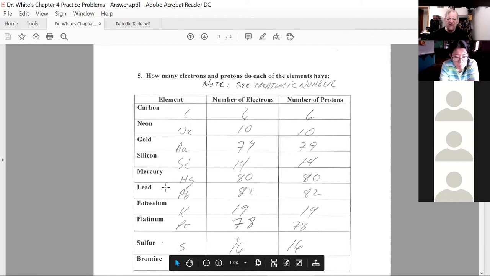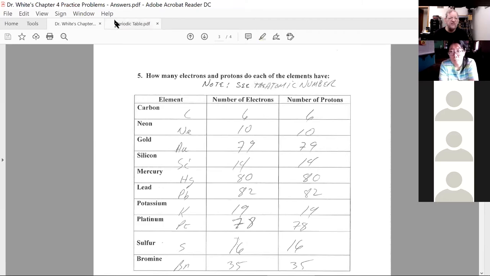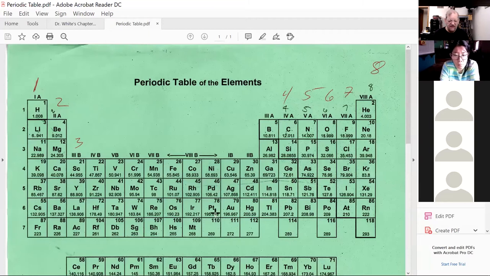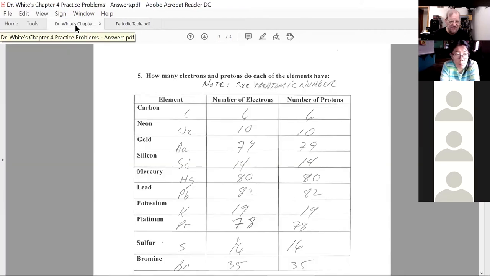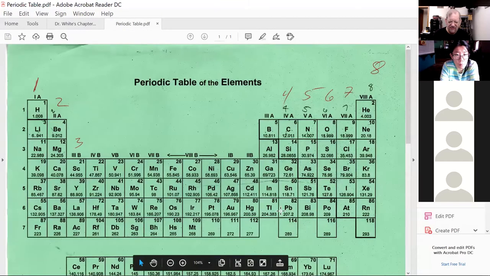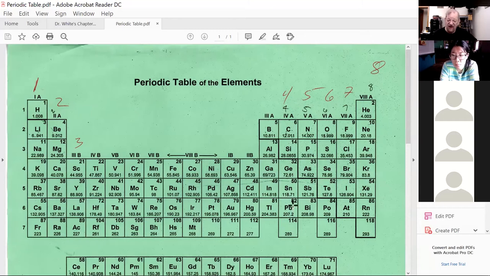Now, if I come down to lead. How many electrons and protons? Lead is chemical symbol Pb. If we come over to our periodic table, this is one I always forget where it is. I'm going to cheat back here. Hold on. And we've come over here. It took me a while because I never work with this. It's 82. Therefore, it has 82 electrons, 82 protons.